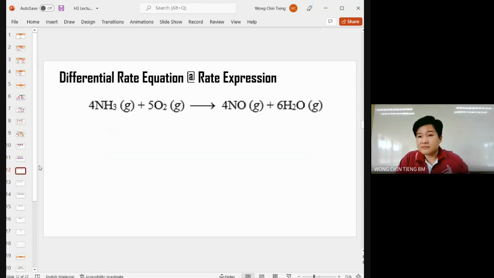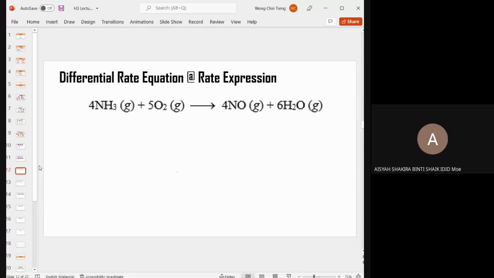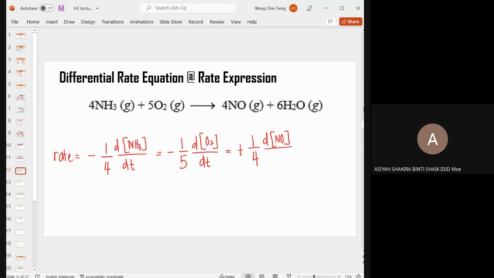So this one, another one. Anybody volunteer? Yes, ada orang buka mic? Come. Yes. Negative 1/4 dNH3 over dt equals to negative 1/5 dO2 over dt equals to positive 1/4 dNO over dt equals to positive 1/6 dH2O over dt. Thank you.